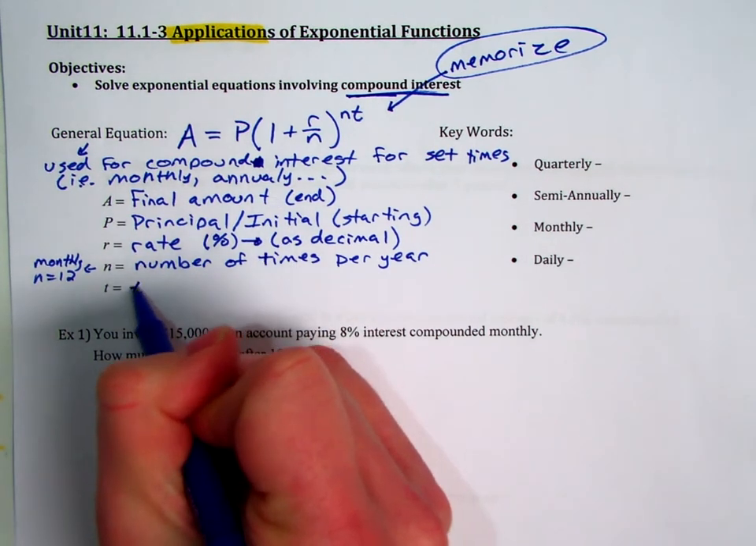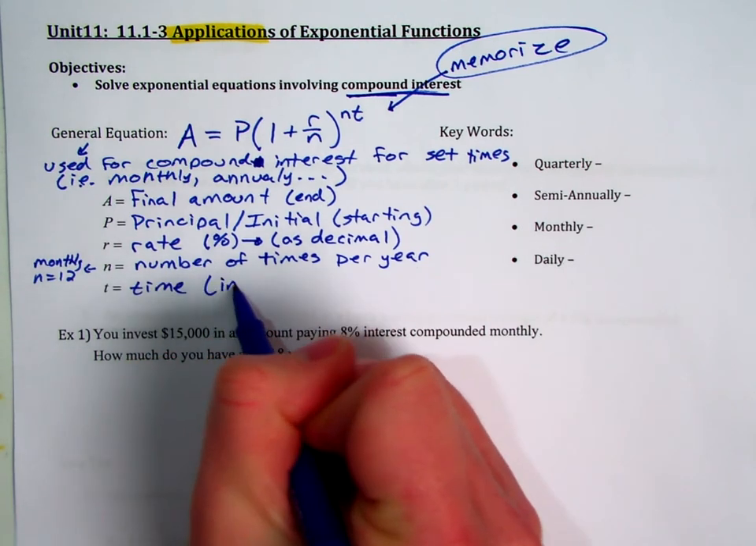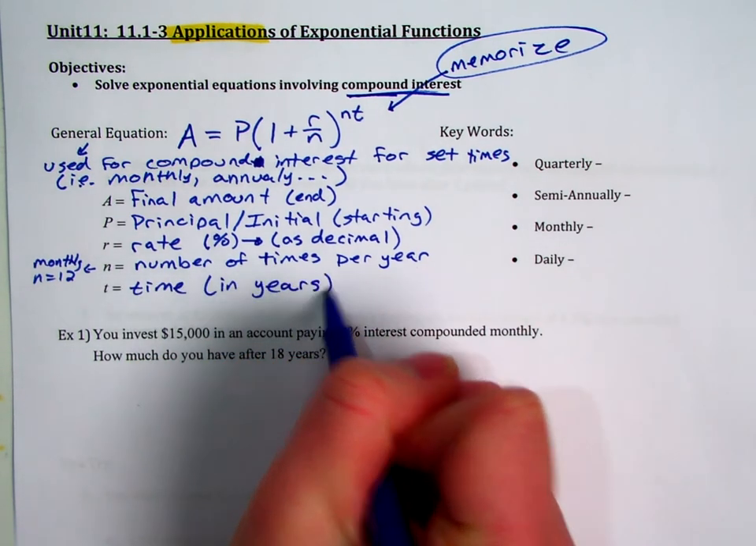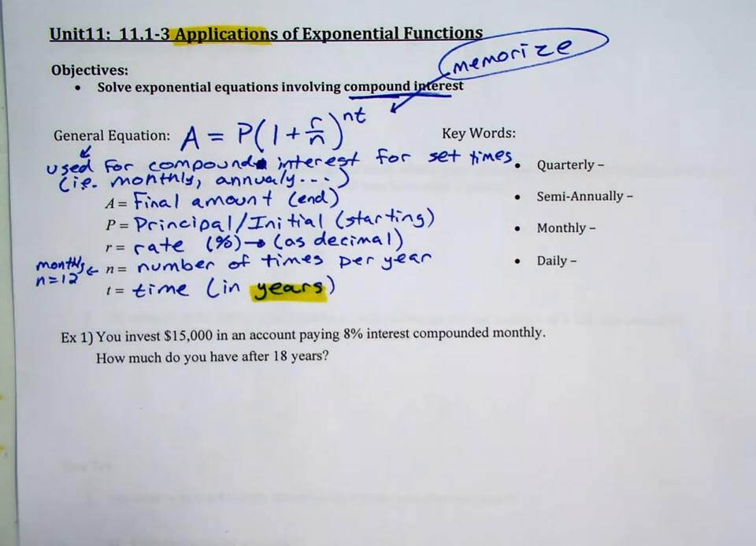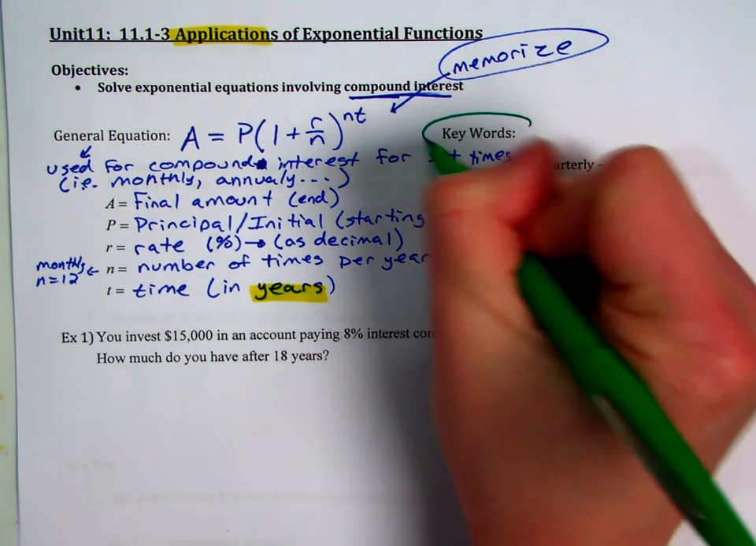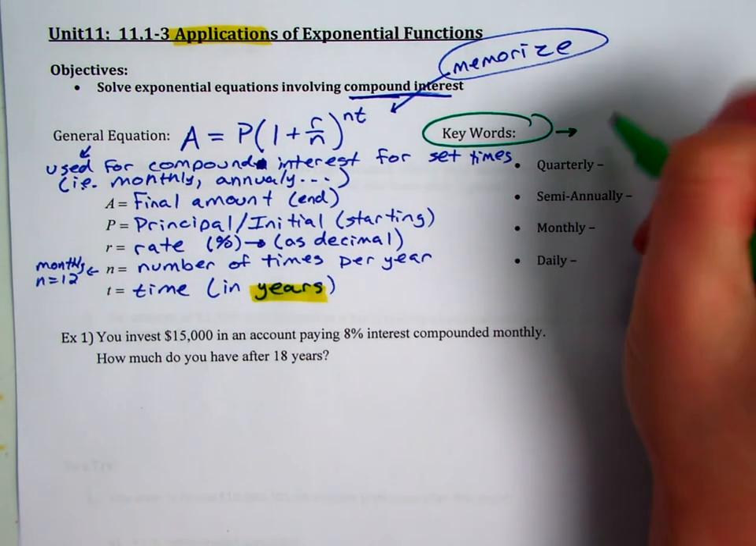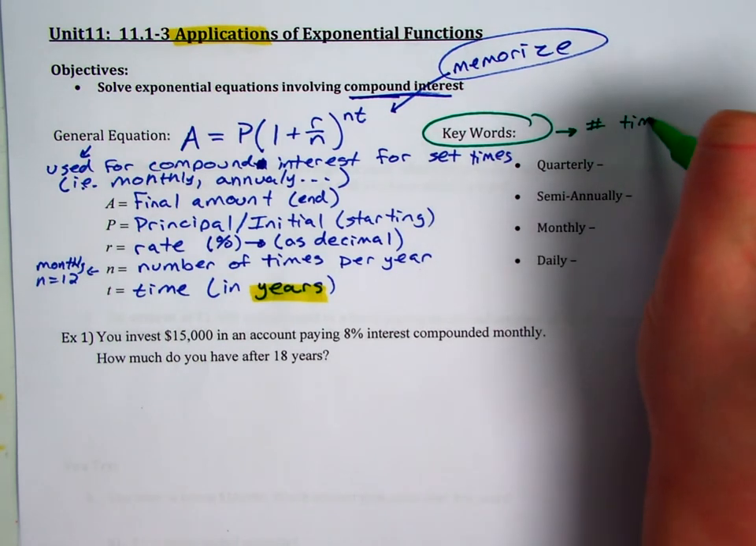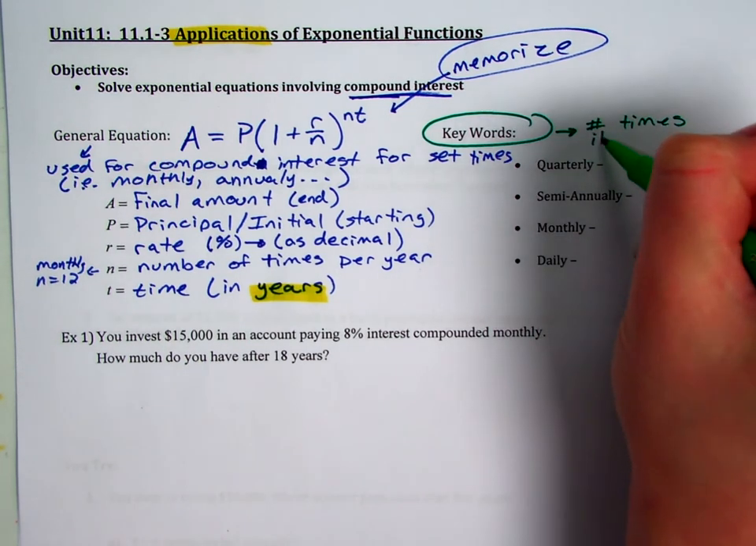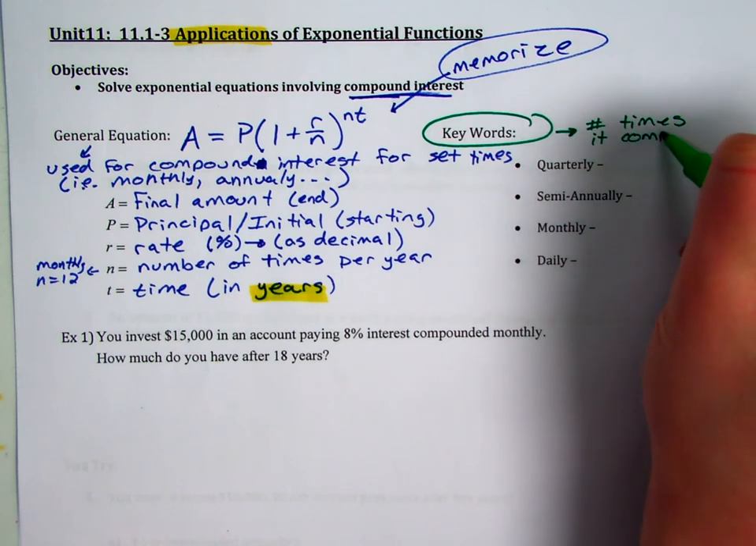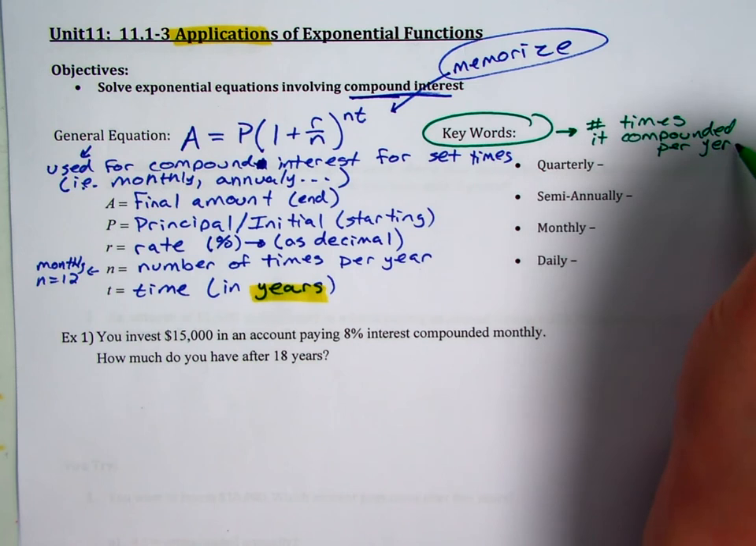And T is always time, and it must be in years. And this is really important. If it's not in years, you're going to have to change it to be into years before you can answer the question. Now, some keywords that we have over here, and these keywords tell you the number of times it is compounded per year. In other words, these are the indicators of what your N is.